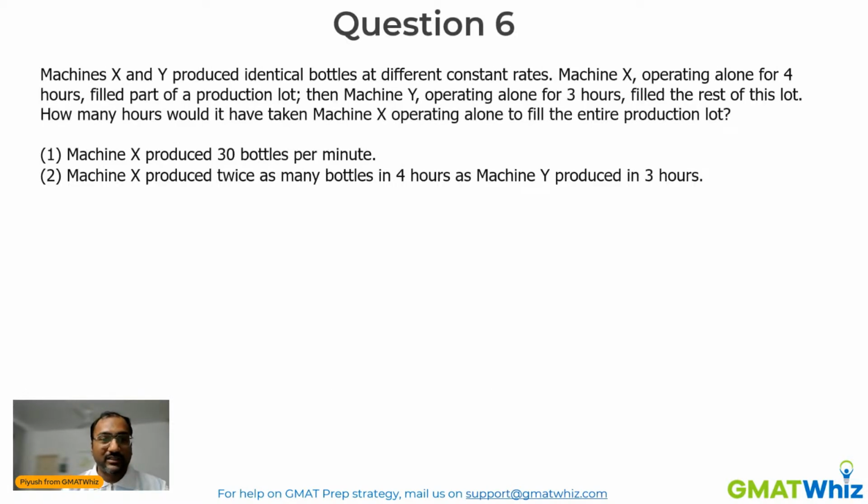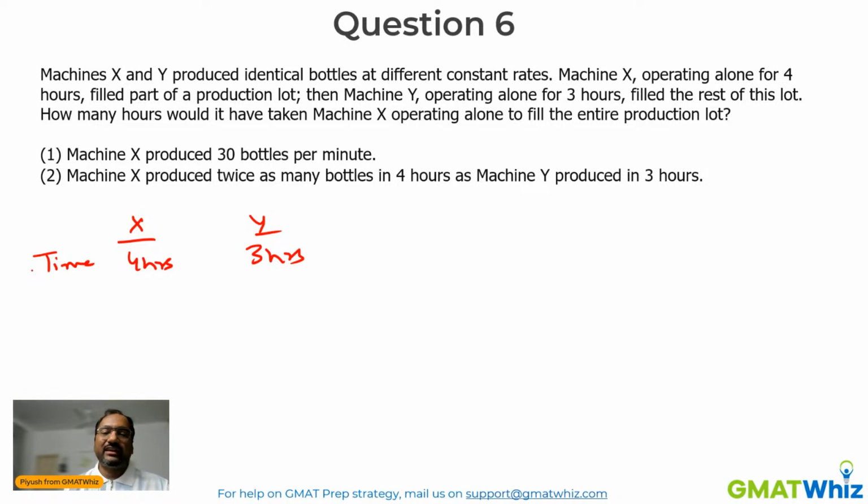Okay, so let's go to question number 6. Again, a fairly straightforward question, not very complex. It asks us how many hours it would take machine X operating alone to fill the production lot if X works for 4 hours for some time and Y works for 3 hours and they can complete the entire thing.